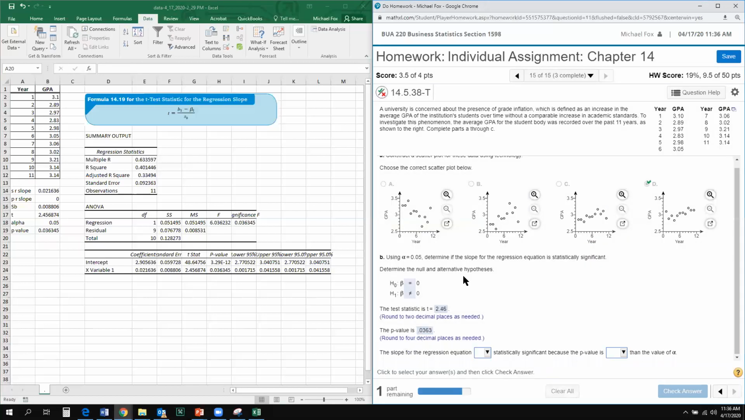And now we're supposed to figure out if it is or is not statistically significant. In this case, our p-value is less than our value of alpha. So we're going to say that it is statistically significant because it is less than the value of alpha.